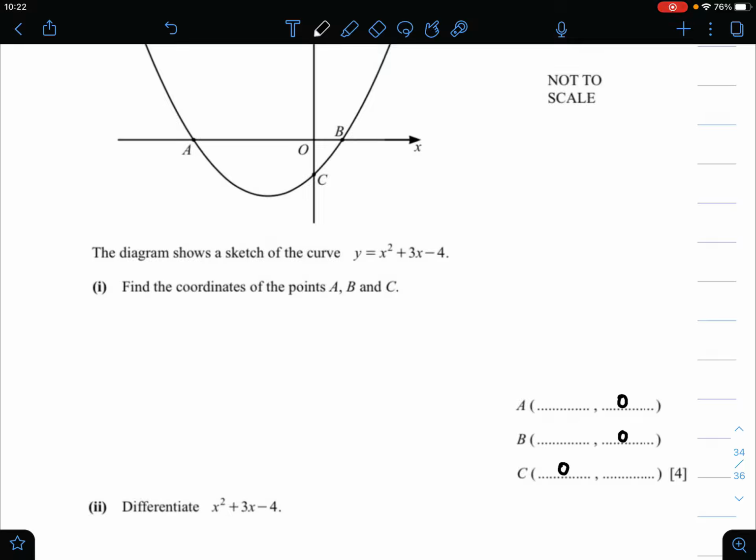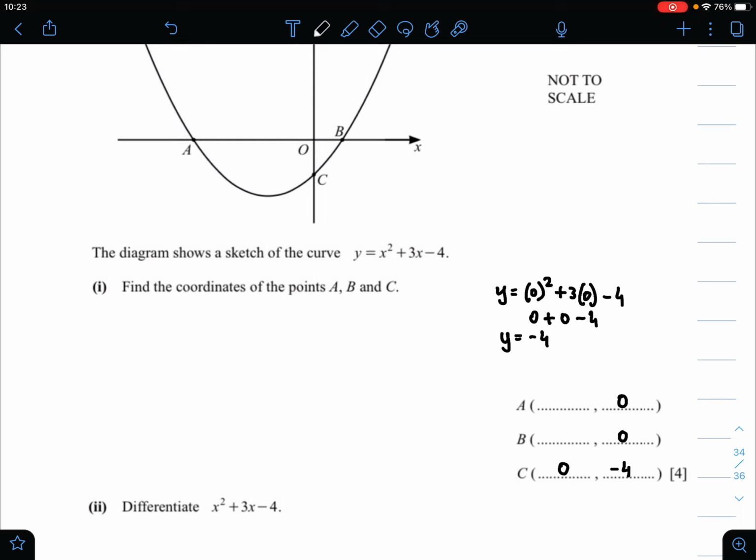So let's start with point C, as that's the easiest. If we substitute x with 0, we'll have 0 squared plus 3 multiplied by 0 minus 4. So 0 squared is 0, plus 3 multiplied by 0 is 0, and minus 4. So we'll be left with minus 4. So our y value for point C will be minus 4.